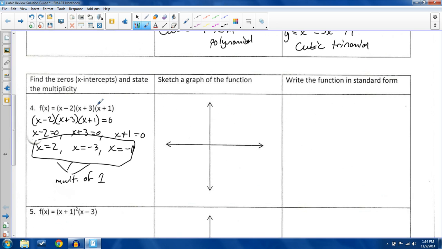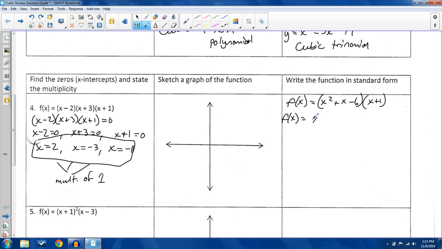So I'm going to take this function here. I'm going to start distributing x minus 2 times x plus 3. And I'm going to find out what standard form looks like. Okay, so we got x squared plus x minus 6 times x plus 1.